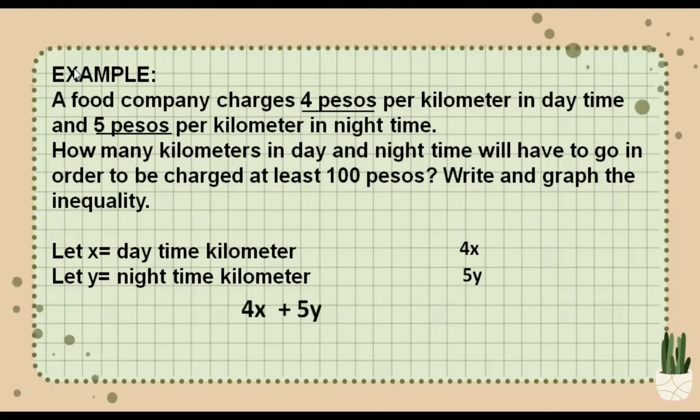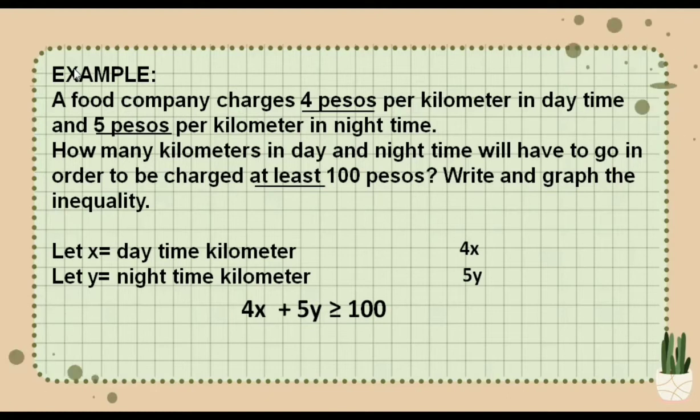We will have 4x plus 5y. And as we all know, the word "at least," or the other term for at least, is "greater than or equal to." Then we will have 4x plus 5y greater than or equal to 100.